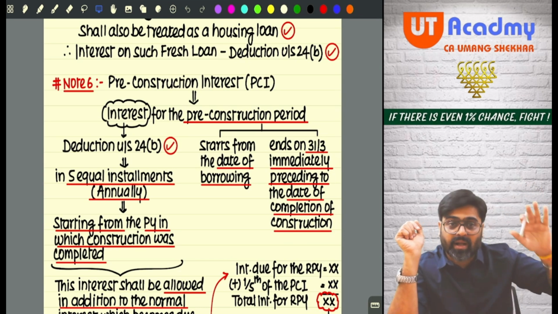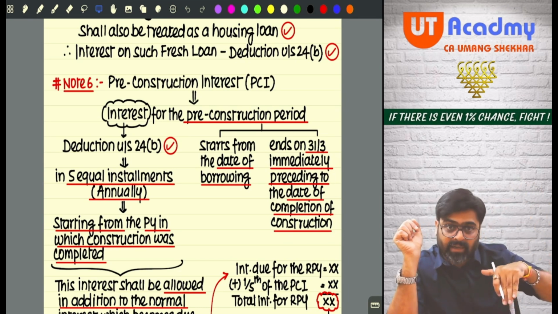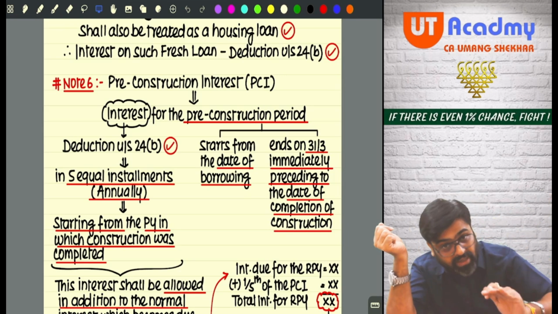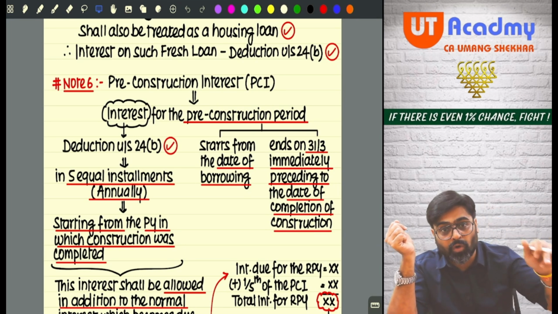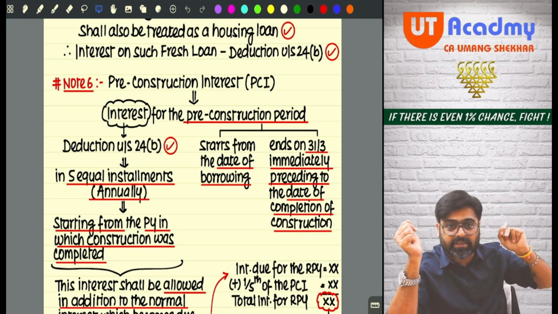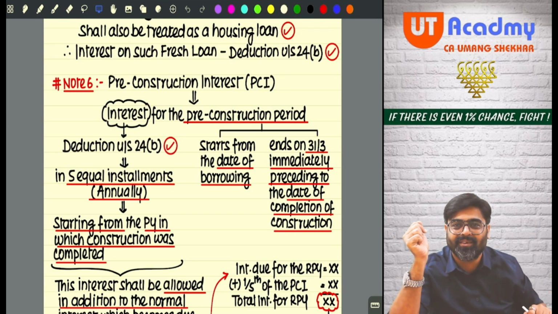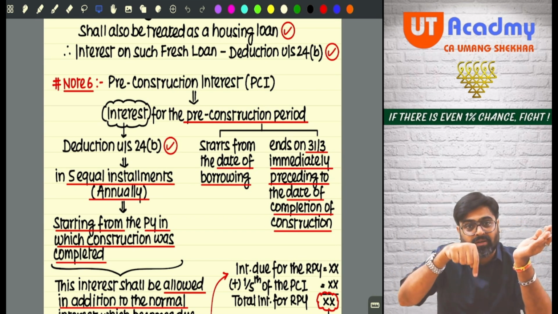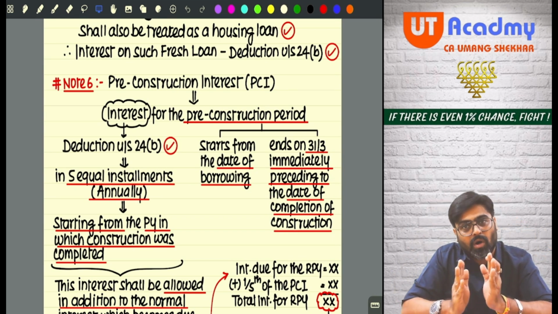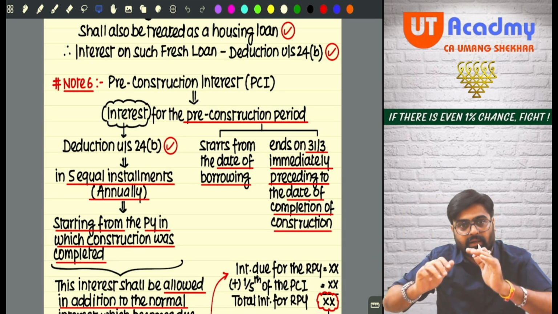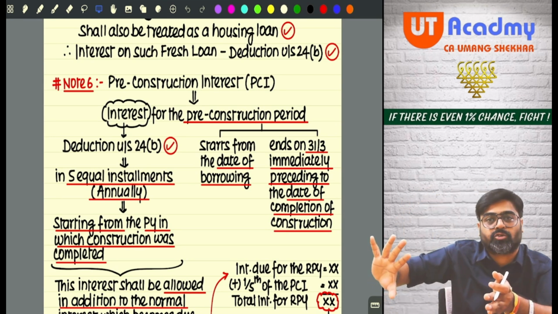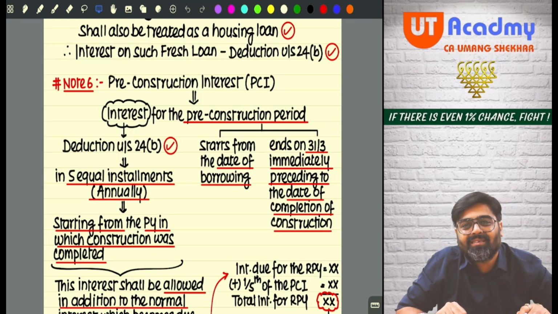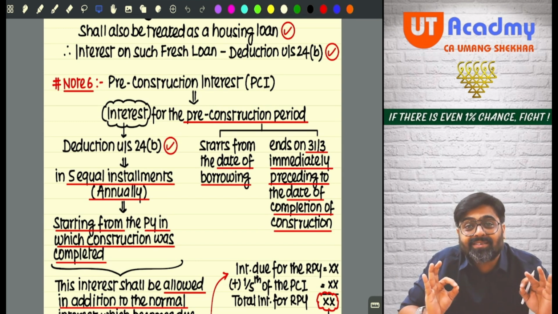So the date on which the construction is completed, I am not supposed to end my pre-construction period on that date. No, I am supposed to end my pre-construction period on 31st March, immediately prior to DOCOC, date of completion of construction. So whatever is my date of completion of construction, immediately prior to this date, whatever 31st March was there, on that 31st March, my pre-construction period will end. That means till that previous year, whatever interest was there, which was not allowed to me, will now be allowed as a deduction as my pre-construction interest.